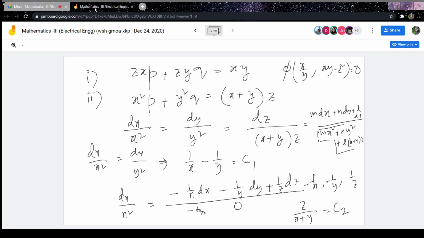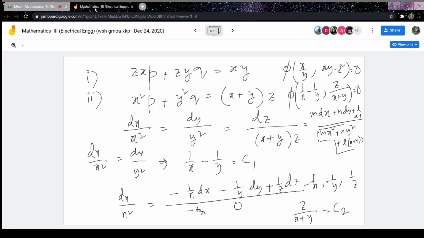So your solution will be phi of 1 by x minus 1 by y, and if you choose, you can simplify this, or another is z by x plus y is equal to 0. So all of the problems you will have in this chapter will be like this.